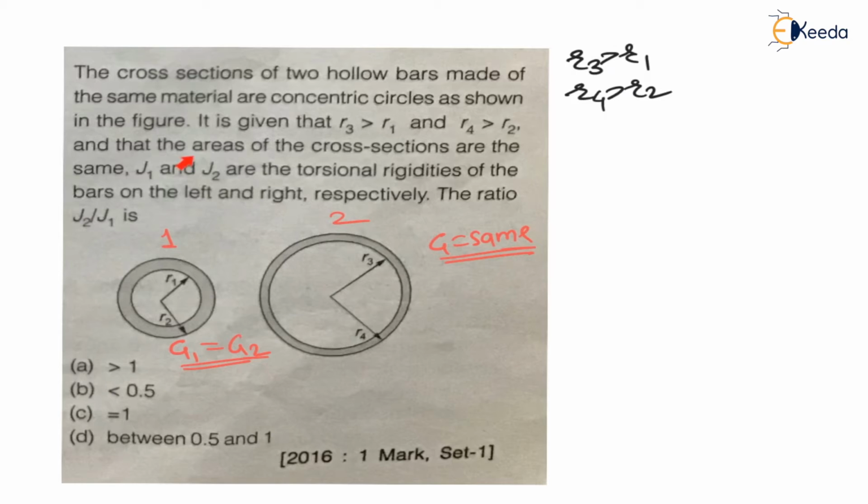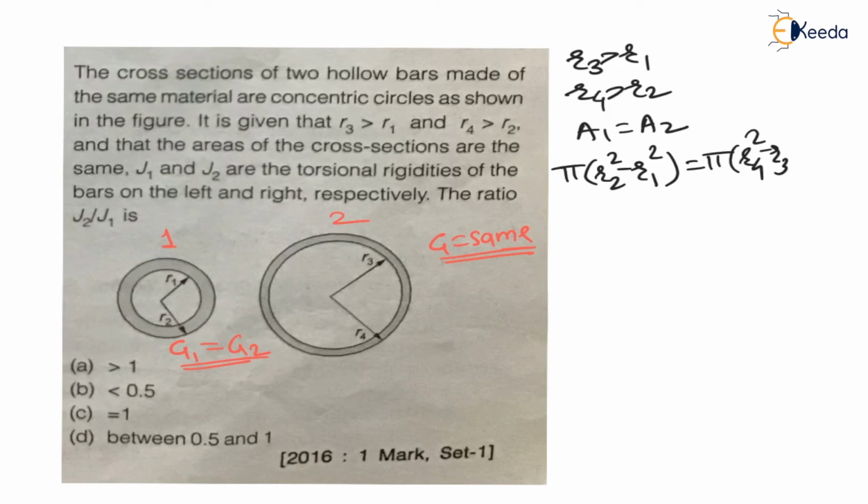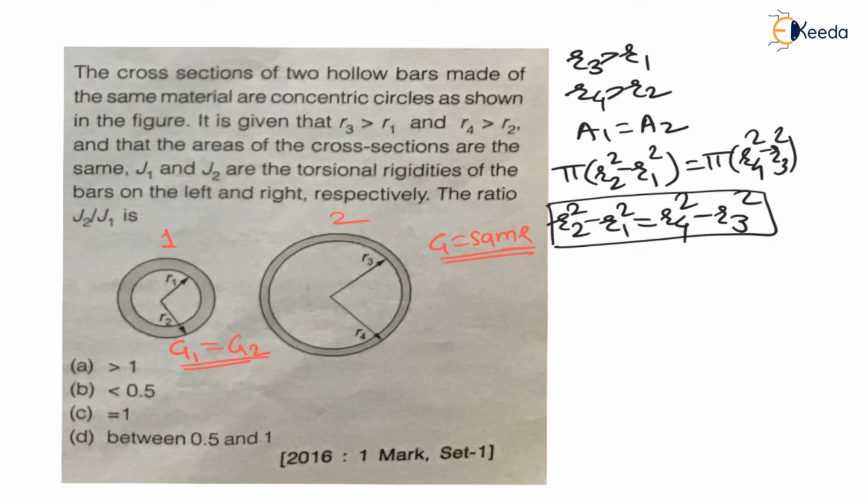Then the areas of cross section are same for both, that is area 1 is equal to area 2. Now what will be the area of cross section for 1? That is pi by 4 or pi (R2 square minus R1 square). This is area 1, which is equal to pi (R4 square minus R3 square). This is area 2. Therefore they are saying R2 square minus R1 square is equal to R4 square minus R3 square. This is the relation provided. This is a very important relation. Later we need this relation, right?